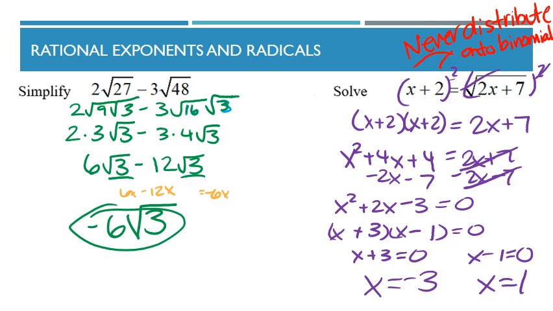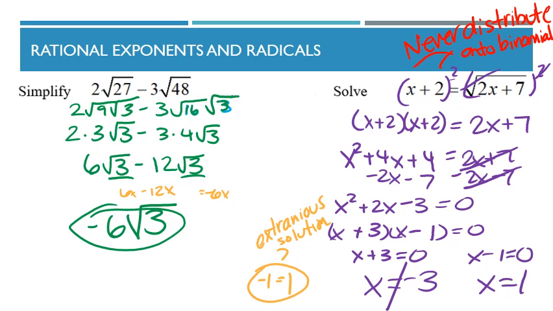If I plug in negative 3 plus 2 is negative 1. Oh, wait, negative 3 times 2 is negative 6. Negative 6 plus 7 is 1. Square root of 1 is 1. Is that a true statement? So remember, this is where we have extraneous solutions, anytime you have a radical. So in this case, I have to go and cross off x cannot equal negative 3.